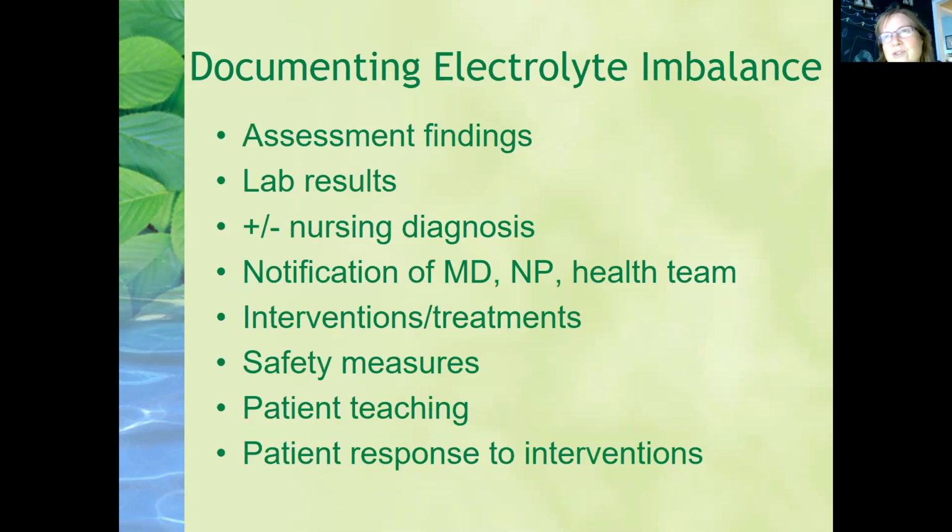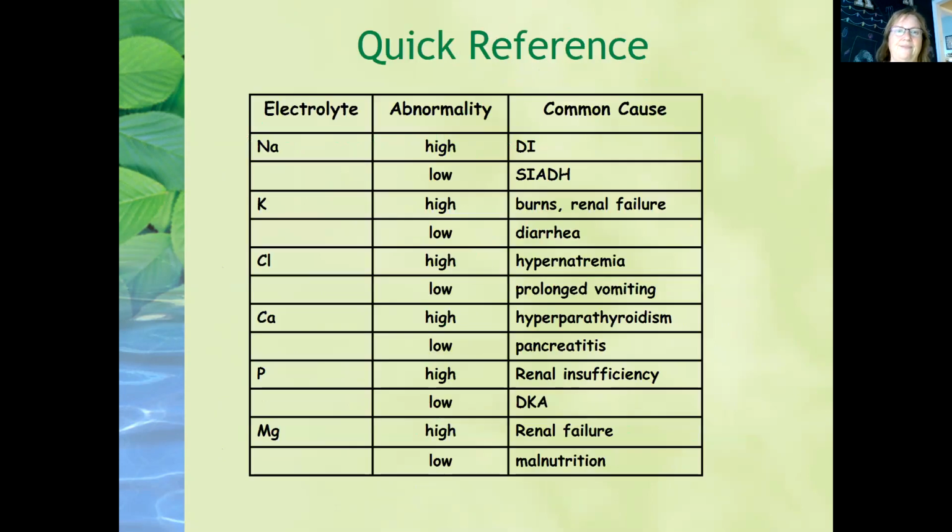And so then we'd look at what those interventions and treatments might be, and also what the safety measures are. So for example, in this situation where we have a patient with a high potassium, one of the critical safety measures is to make sure that patient's on a cardiac monitor, because potassium impacts the ability of those cardiac cells to function appropriately. We also would look at patient teaching. Is there essential patient teaching associated with this? And how does the patient respond to whatever interventions or treatments we might have enacted?